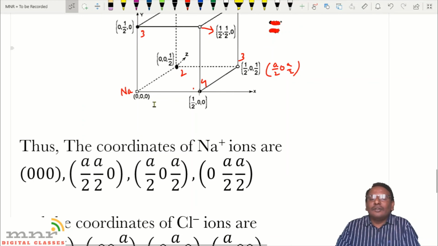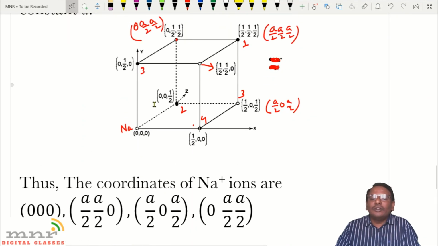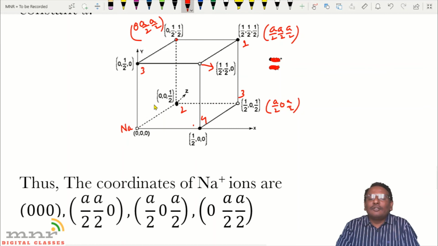This is not the only method. In some books, instead of the sodium atom, the chlorine atom is assumed to be at the origin. If we take that, then simply the positions are interchanged. You can write the coordinates either treating the sodium atom at the origin or the chlorine atom at the origin.